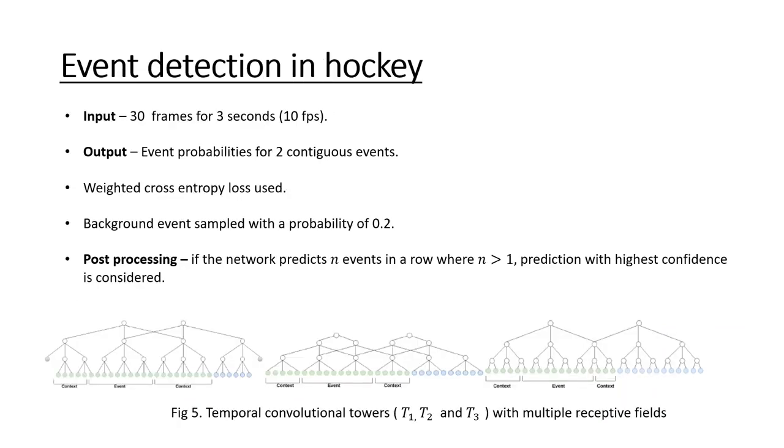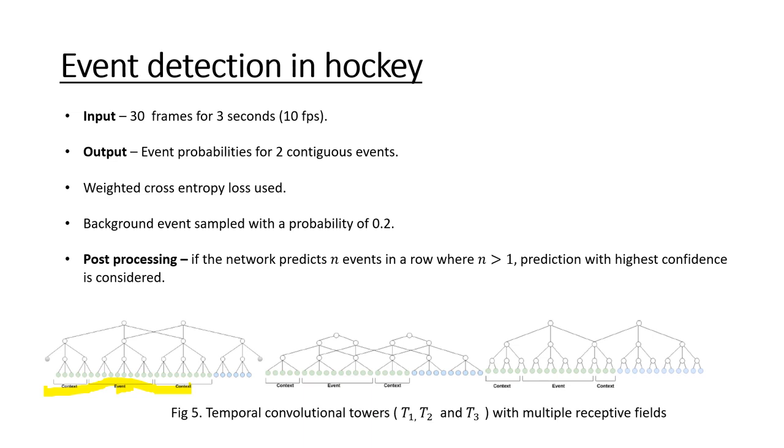For event detection in hockey, the input consists of 30 frames for a period of 3 seconds at 10 fps. The events are input such that each tower receives frames corresponding to two events and the context around each event as an input. This is illustrated over here. This is the event and this is the context around it. Also, each tower processes two contiguous events in a single pass so that the transition between two events can also be learned. Finally, weighted cross entropy loss is used.